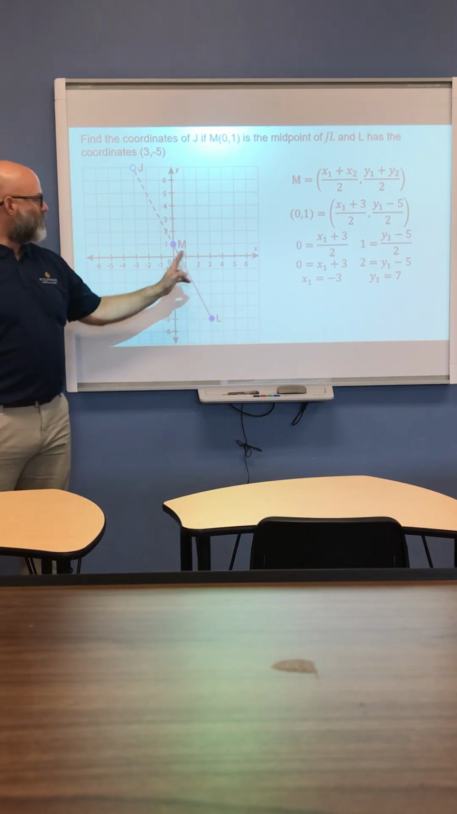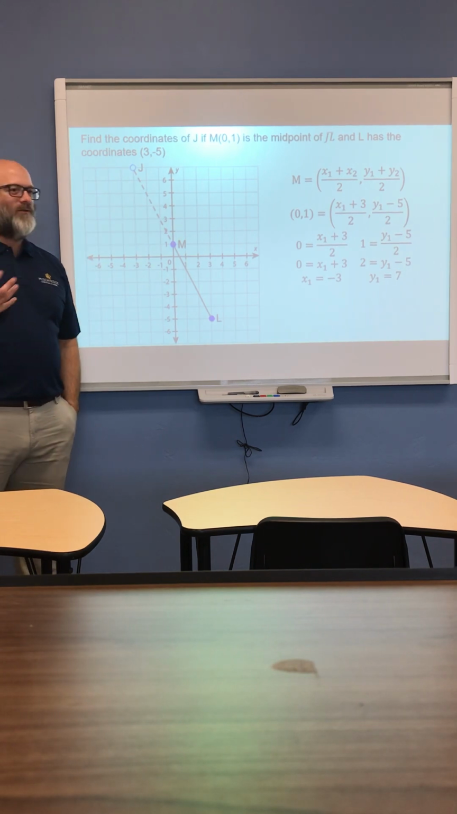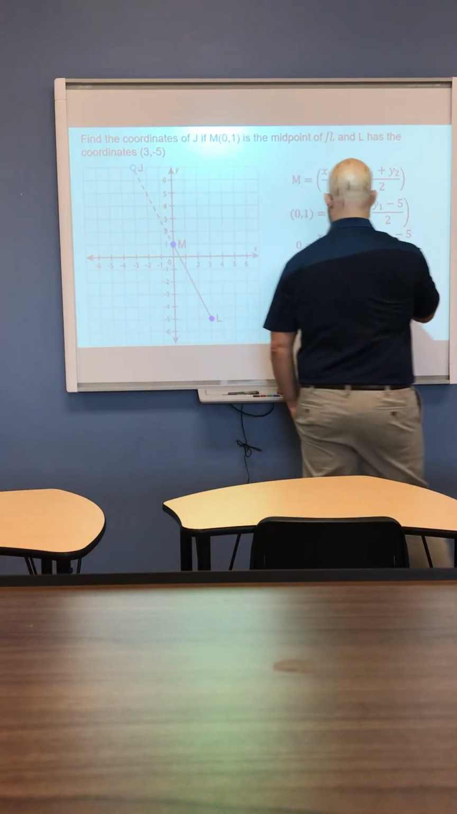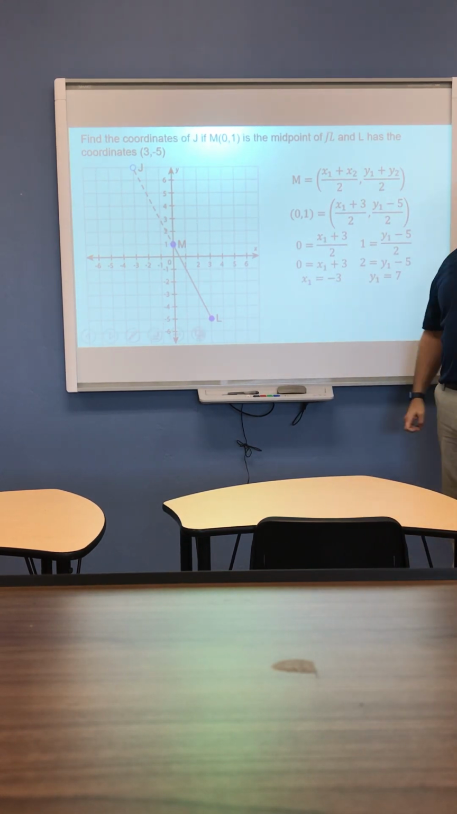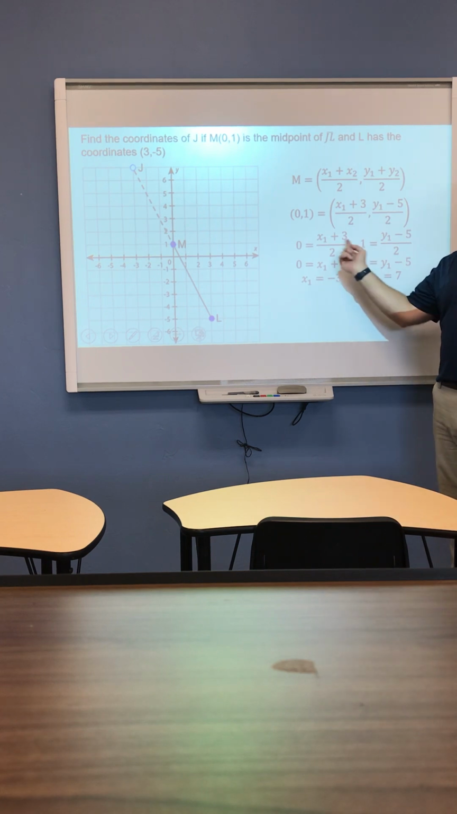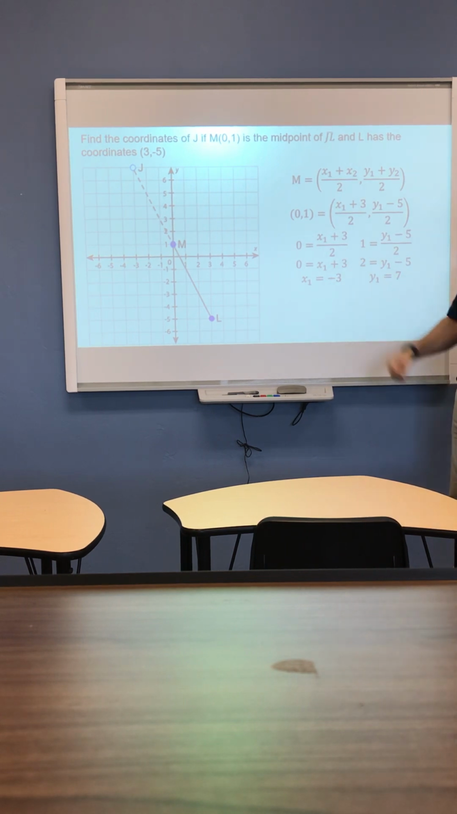Okay, so let's see, does that look right? -3, 7, yes. Now you're probably asking yourself, do I really understand the algebra that happened right here? Well, let's find out. 0 equals x1 plus 3 over 2. What am I going to do? Multiply both sides by 2. What's 0 times 2? 0. What's x1 plus 3 over 2 times 2? 2's cancel out, and you're left with x1 plus 3. Right, and just bring 3 to the other side.